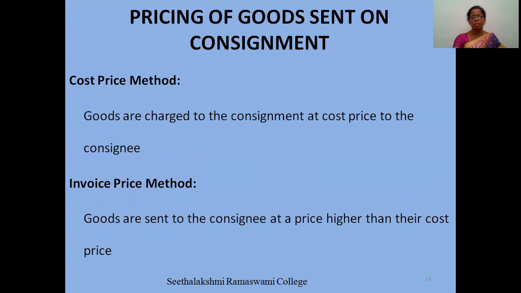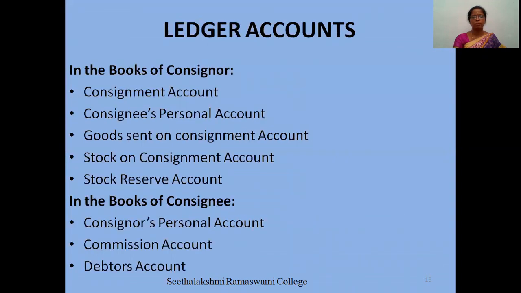Pricing of goods sent on consignment. There are two methods we are going to learn under pricing of goods sent on consignment: the cost price method and the invoice price method. Cost price method. The consignment goods are transferred to the consignee at cost price; that is called the cost price method. Invoice price method. The goods are sent on consignment to the consignee at a price higher than their cost price; for that, they have to prepare and maintain the invoice price method.